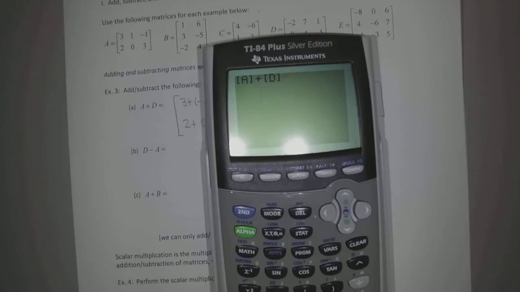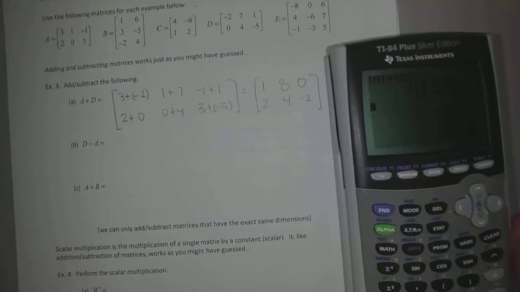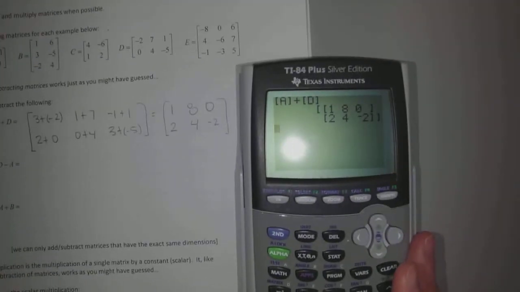Oh, you don't have to do the RREF? Nope, because RREF, that's what you're going to have to keep in mind, is only when you're using it to solve equations. Are we solving equations right now? No, we're just simply adding matrices. You hit enter, look what it has. Oops. Everything we just did.